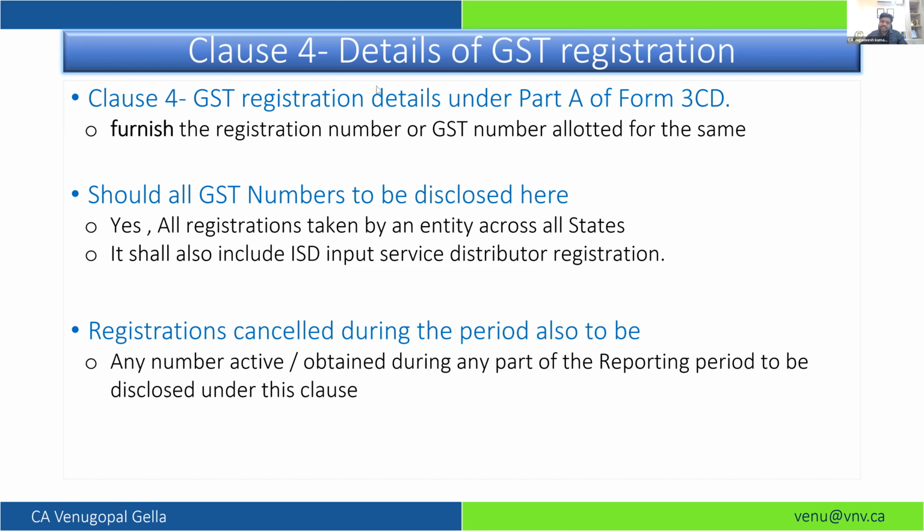So, any number active or obtained during any part of the reporting period is to be disclosed under this clause. This is just basic details, as you all know, that in Part A, one of the basic details we need to furnish in Form 3CD. So this is the basic details of the GST we need to furnish.